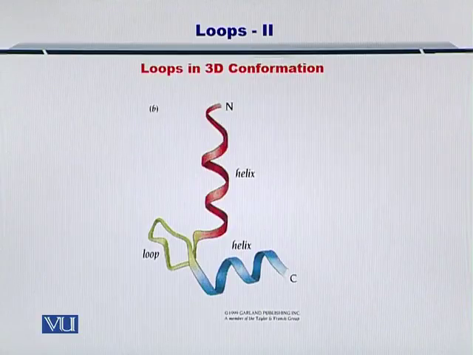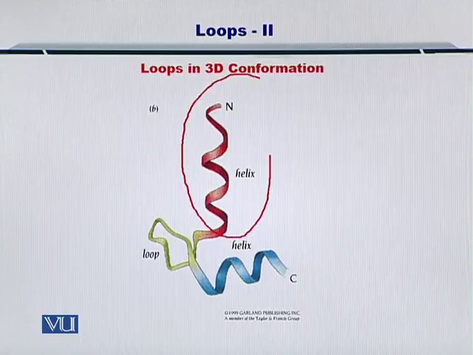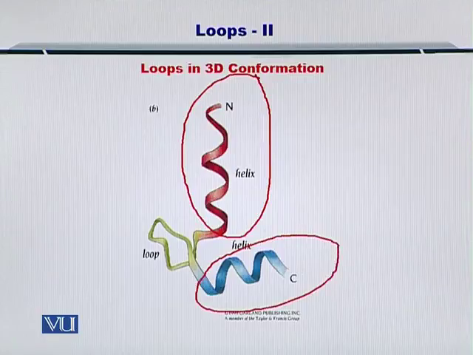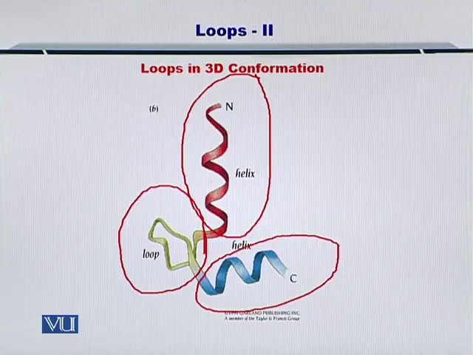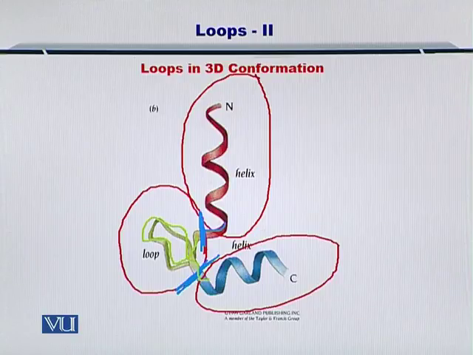So here is an alpha helix for you in red. Here is an alpha helix in blue. And this portion in the middle in green is the loop. So as you can see, the alpha helix ends here and here. And for the loop, several amino acids come together and they constitute the loop.